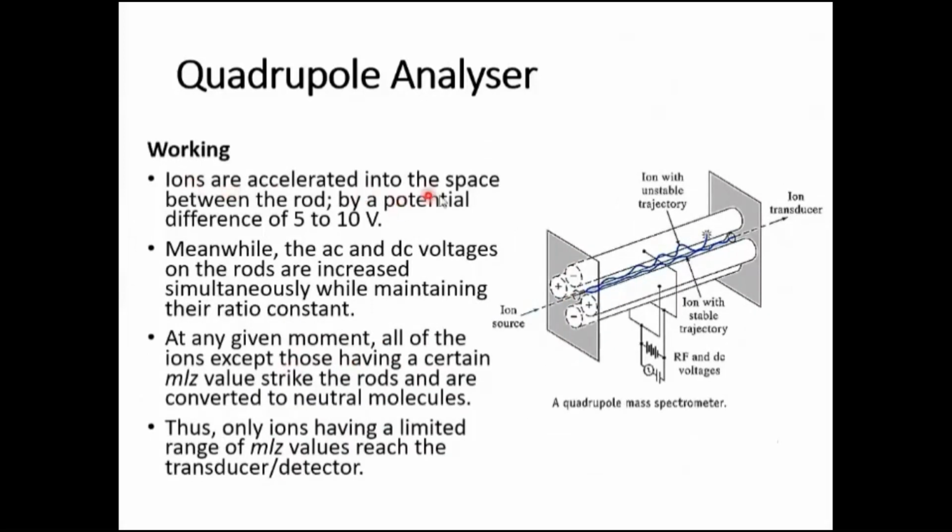Working of it: ions are accelerated into the space between the rods, that is this space between the rods, by a potential difference of 5 to 10 volts, which will be applied over here. Meanwhile, the AC and DC voltages on the rods are increased simultaneously while maintaining the ratio constant. So the potential difference between them will be maintained, but the frequency by which they change from positive to negative is changed. At any given moment, all the ions except those having a certain m/z value will strike the rods and be converted into neutral molecules, and the remaining will pass through the gap. Thus, only ions having a limited range of m/z values reach the transducer or the detector.